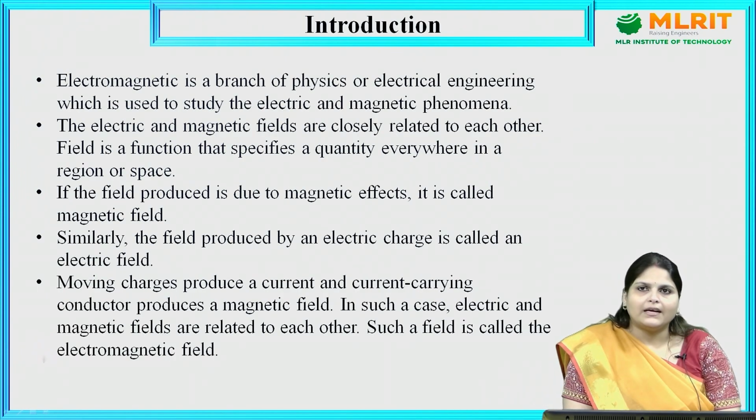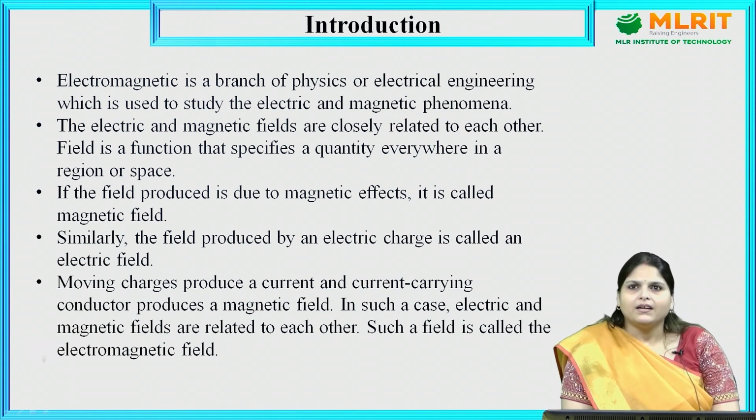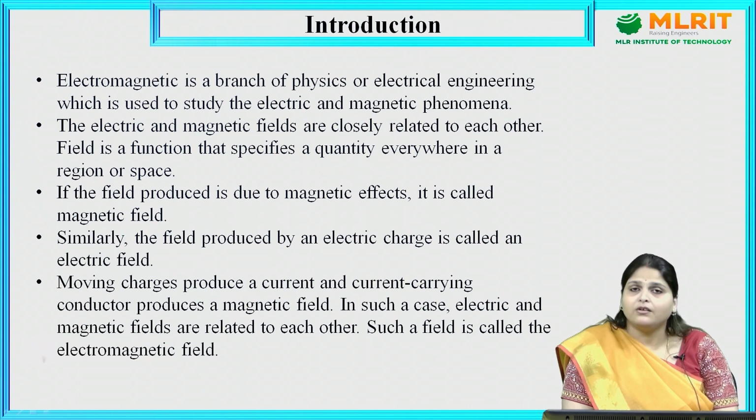Before starting the coordinate system, let us discuss a few points about electromagnetics. What is electromagnetics? It is a branch of physics, or you can say electrical engineering, which is used to study electric and magnetic phenomena. The electric and magnetic fields are closely related to each other, and as we know, a field is a function that specifies a quantity everywhere in a region or space.